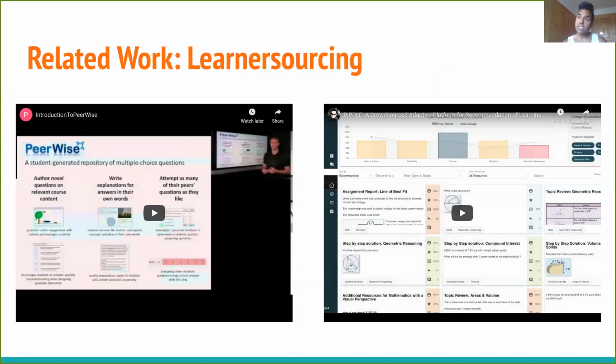Learnersourcing is also very much related to our work. Two very popular platforms out there, PeerWise from Auckland, and from our own colleague here at EDM, Hassan Khosravi's RiPPLE, where students in both cases generate question items that will be done by other students as part of formative assessment and practice. But the important link with Daylight is that in both cases, the students have to also generate explanations for what is the correct answer choice that is then used by students who try that question in the future.